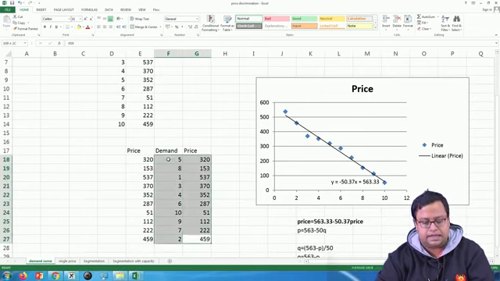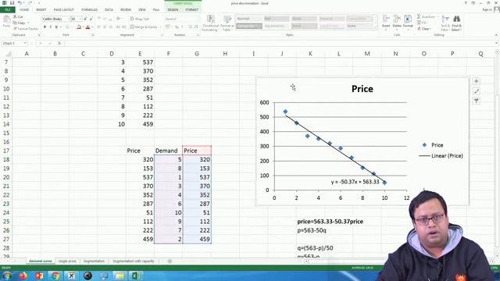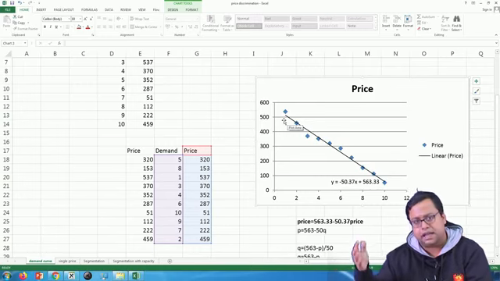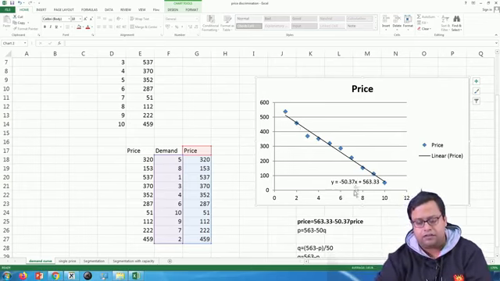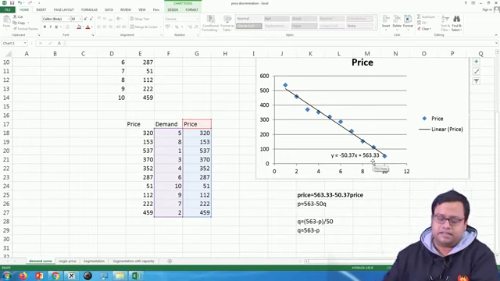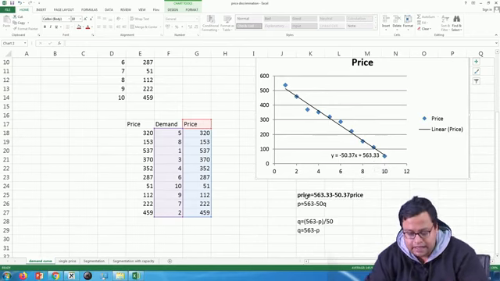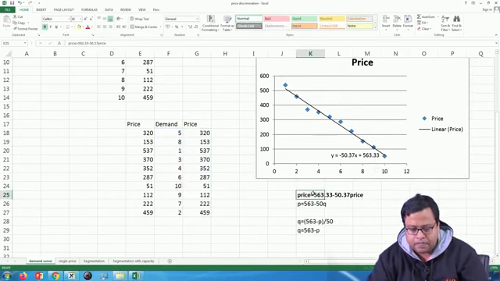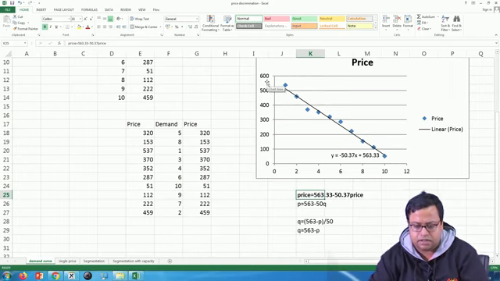Now, this is the price, this is the demand. With that I have plotted this particular curve, and in the basic pricing, introduction to pricing slide, we told how to find a trend line. So, we found the trend line and the formula is 563 minus 50.37 into x. Here, this is price and this is demand. So, price is equal to 563 minus 50.37 into demand.